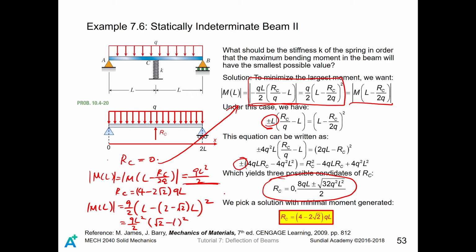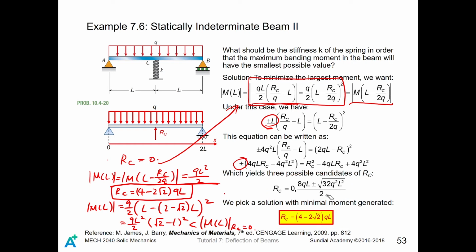And you know square root 2 minus 1 equals 0.4 something, and it is less than ML at RC equals 0. So finally, RC equals this. This candidate wins the competition in that it can minimize the maximum moment inside the beam. So we have RC equals 4 minus 2 square root 2 QL.